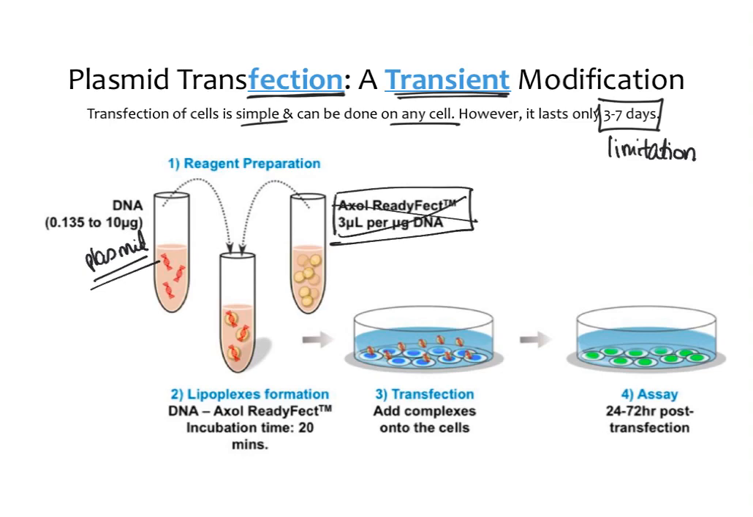This is just a picture from the company, but it can be any transfection reagent that you use according to the specifications. You mix them together to create these little liposomes that you need to incubate for about 20 minutes, and then you add that onto your cells. So you just have a dish of cells you've already plated, and all you do is throw this complex in there. And after about 1 to 3 days, you should see that your cells have been transformed.